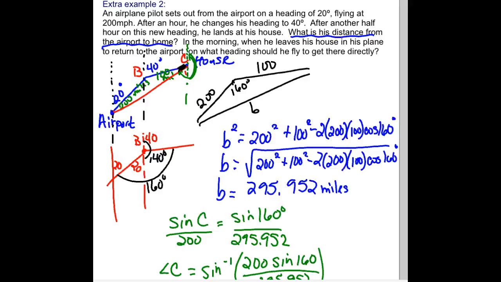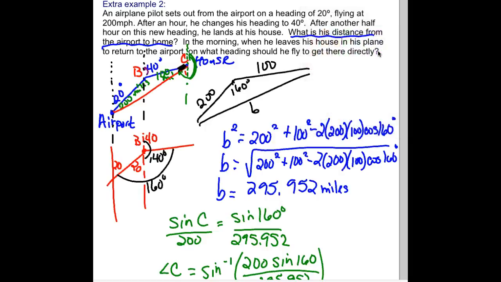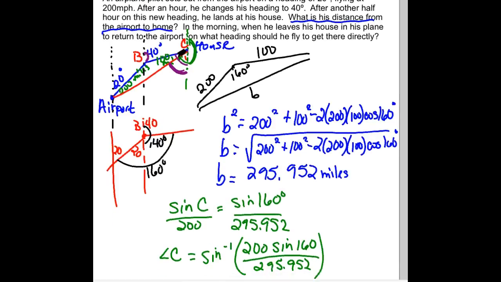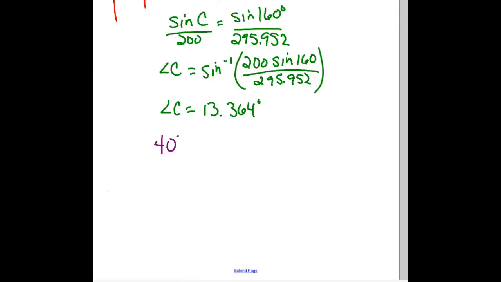We know, based on our 40-degree angle here, let me get a different color here. We know that if this is 40 degrees here, we also have 40 degrees here. But we've used up, where I have the little black mark, 13.364 degrees of that. So this remaining part would be 40 minus that. All right, so 40 degrees minus the 13.364 degrees gives us 26.636 degrees.